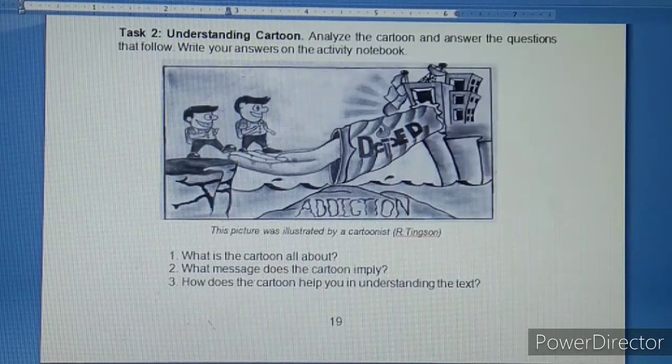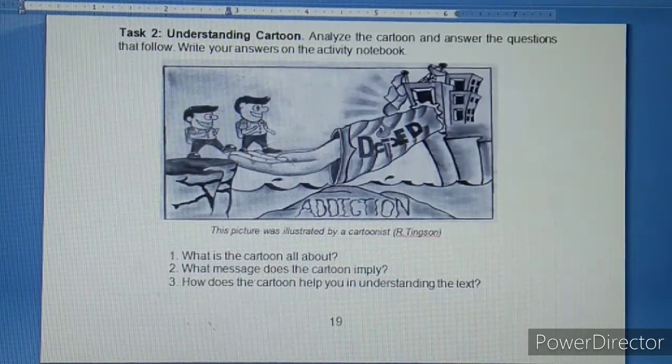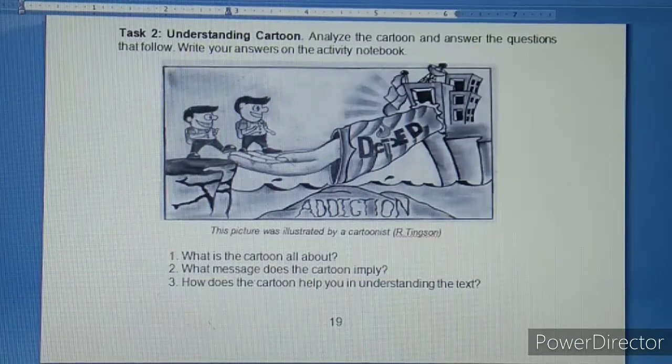Let's move on to number 3. How does the cartoon help you in understanding the text? Okay, the correct answer for number 3: the cartoon quickly shows the message it wants to convey.